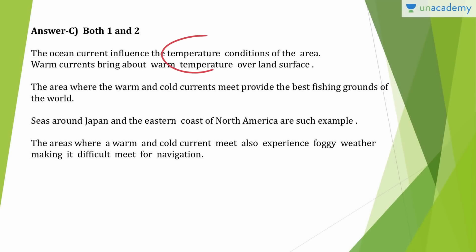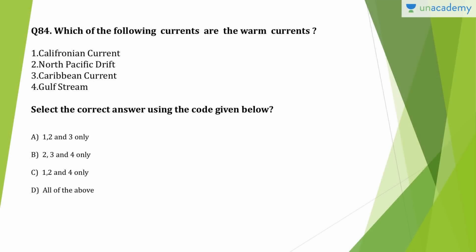So the ocean current will influence the temperature conditions of the area. Warm currents will bring about warm temperature over the land surface, and the area where the warm and cold currents meet will provide the best fishing grounds of the entire world. It includes seas around Japan, the eastern coast of North America. They are all such examples. And the areas where a warm and cold current meet also experience foggy weather, and it makes it very difficult for navigation.